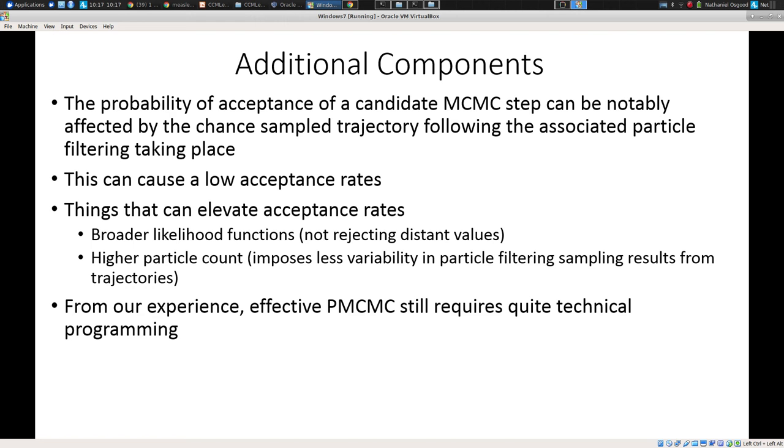So we ran our PMCMC with the opioid model with thousands of particles. The ones that had higher acceptance rates, in the 20s, were ones that had particle counts upwards of 5,000 and often 10,000 particles. 10,000 competing hypotheses. We also, to up the acceptance rate, made use of broader likelihood functions. So likelihood functions are more accommodating. But that has trade-offs.